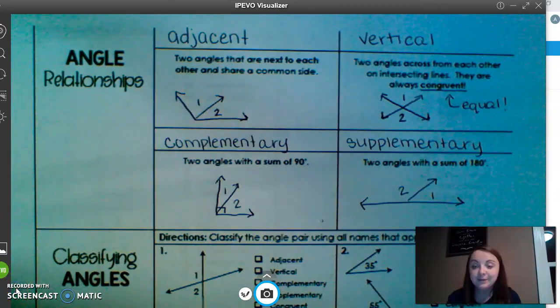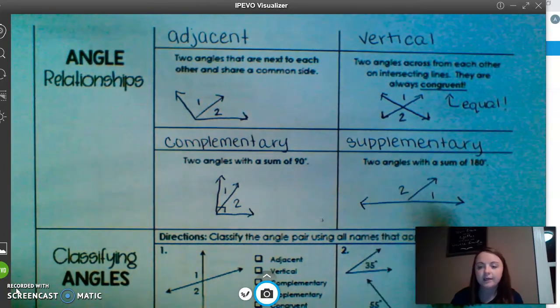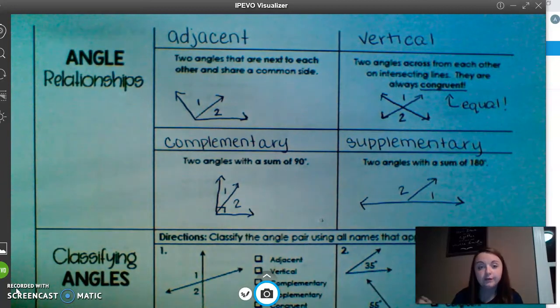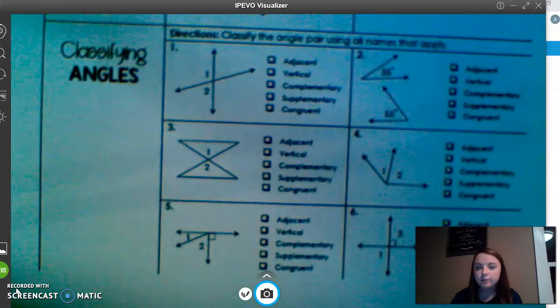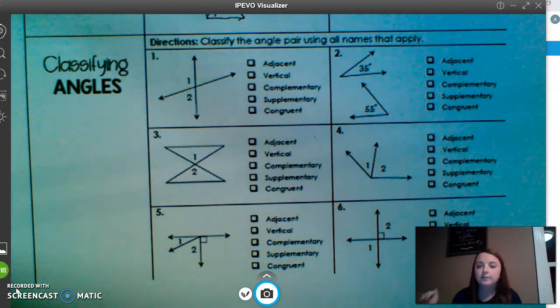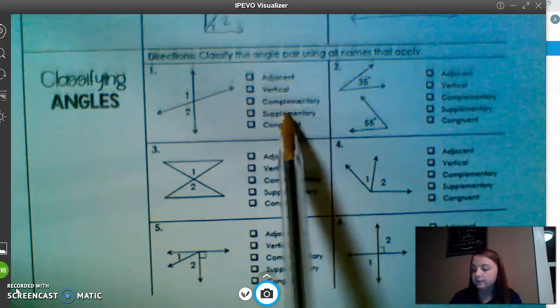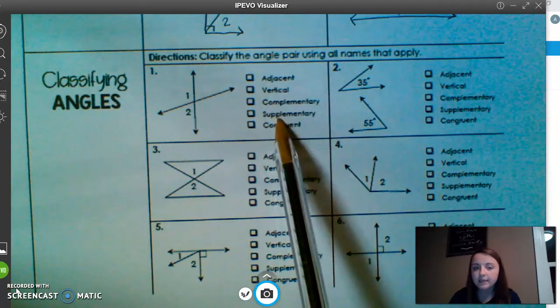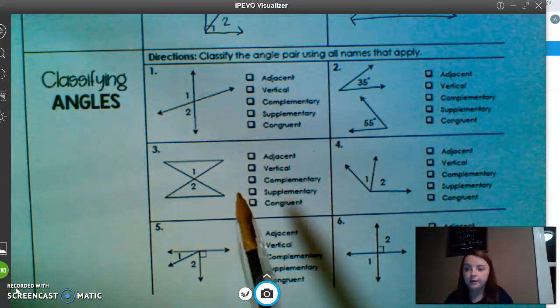Okay, I'm back, computer charged, but supplementary angles equal 180, here's an example or a visual of those. So what we're going to do is go through 6 examples, and we're going to classify the angle pair using all names that apply. They list out the angle types, and we're going to go through and give a check or an X.